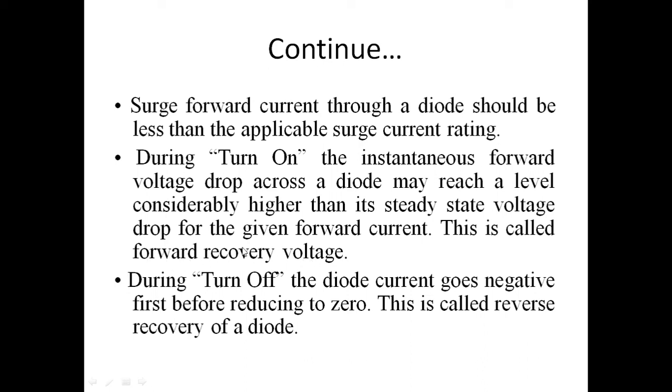So what is the forward recovery voltage? When the forward voltage drop is higher than the steady state voltage drop. Now during the turn off, the diode current goes negative first before reducing to zero and gets its first peak, and that is nothing but called the reverse recovery of the diode, and that peak is the reverse recovery current, IRR.